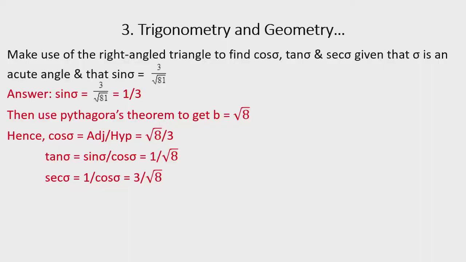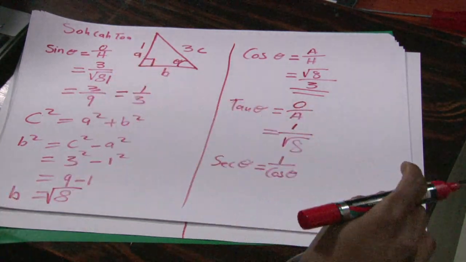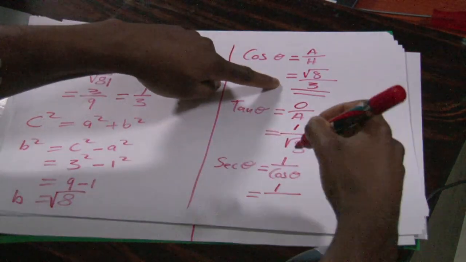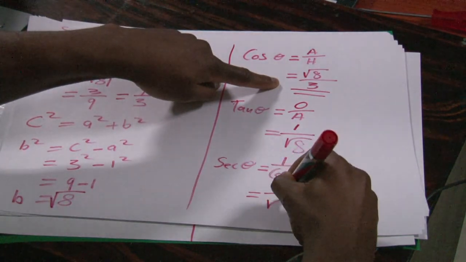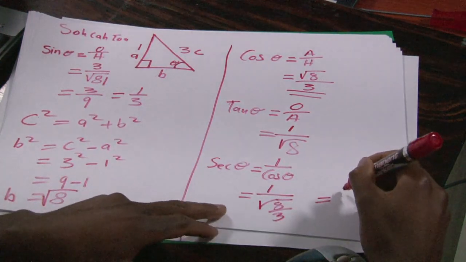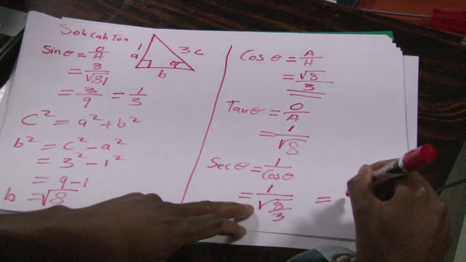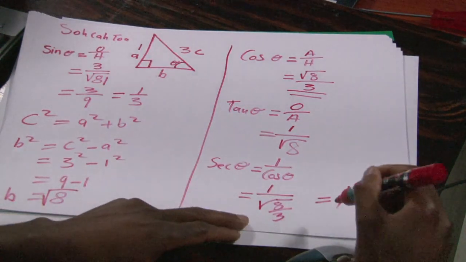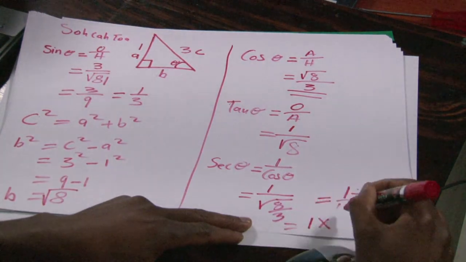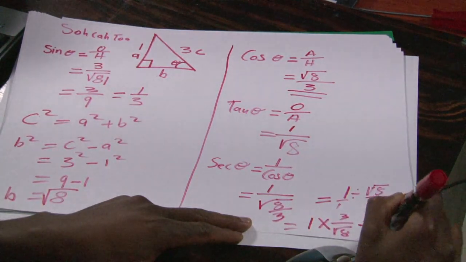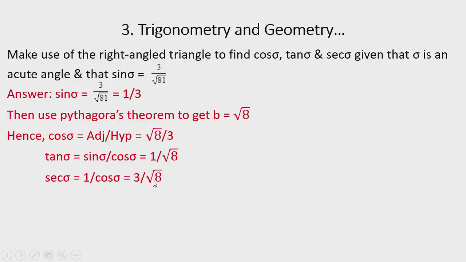This next one is to find sec theta. Sec theta is 1 over cos theta. What's cosine theta? Cosine theta is the square root of 8 over 3. Which means 1 divided by the square root of 8 over 3. Then you cross multiply. The 1 is more like it's over 1. So you cross multiply: 1 times 3 over the square root of 8, which gives you 3 over the square root of 8. That's how we got the answer: 3 over the square root of 8.